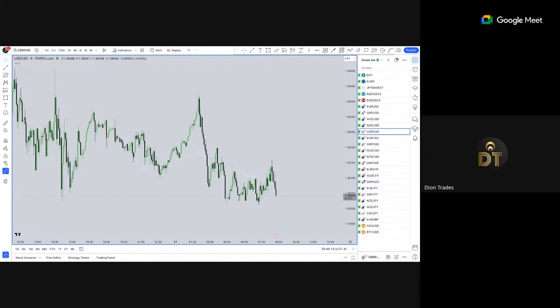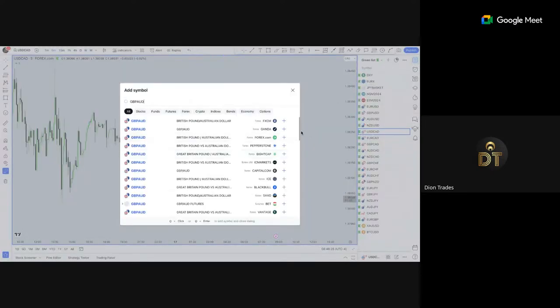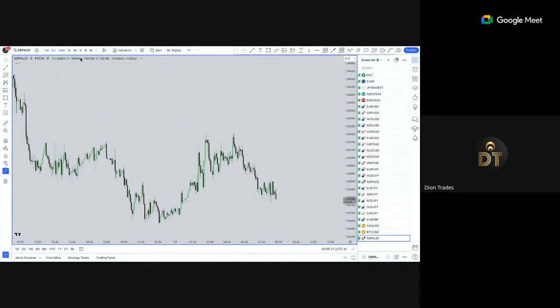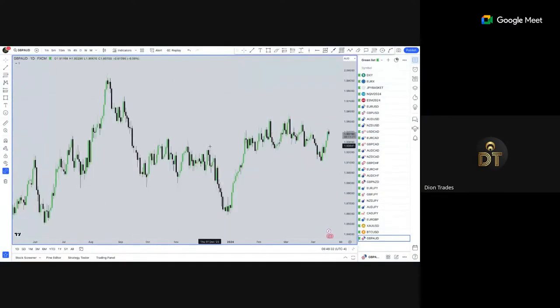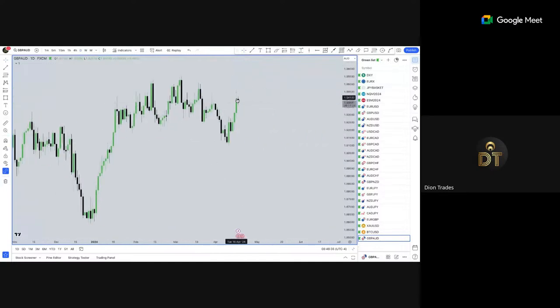And let me know in the chat where you guys are looking at GBP AUD. I haven't had any AUD pairs in my watch list this week, so I've slept on them. I know they moved amazingly yesterday. I heard some trading friends talking about this. Yeah, this move up was very nice.